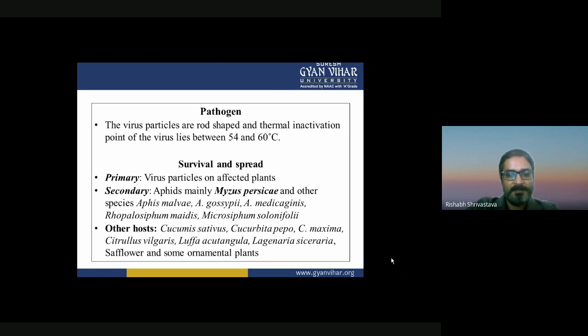Other hosts include Cucumis sativus, Cucurbita pepo, Cucurbita maxima, Citrullus vulgaris, Luffa acutangula, Echinocystis, Celosia, safflower, and some ornamental plants.